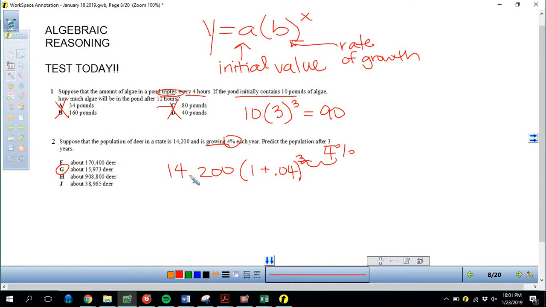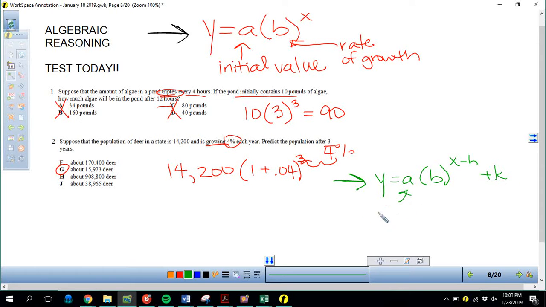And we find that G is the closest. And if you read through some of your answer choices, you'll see that some of them are quite ridiculous. And so don't select the ridiculous ones, guys. But you need to use this equation here. Okay? And then also you need to remember your transformed equation. So that'd be y equals a times b to the x minus h plus k.